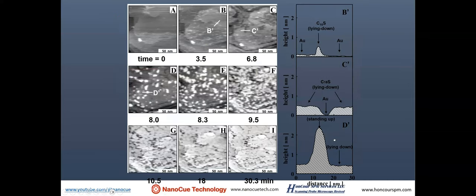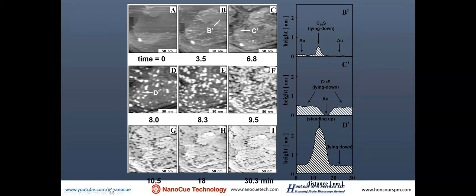This is an in-situ observation of a self-assembled monolayer of C18 on the gold surface. Here is black and white, and on the right-hand side you have the profile study. These little steps are atomic steps. At time zero, you can see the gold surface. The gold surface is never very clean. It always has contamination. You can see this white dot is actually a piece of contamination.